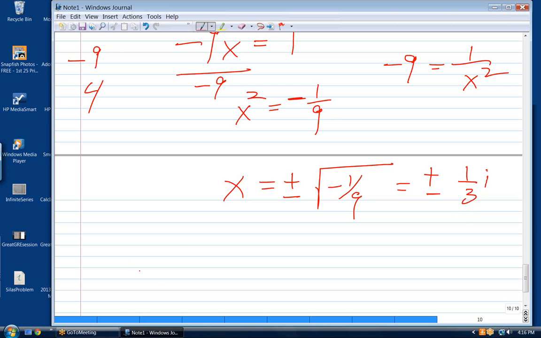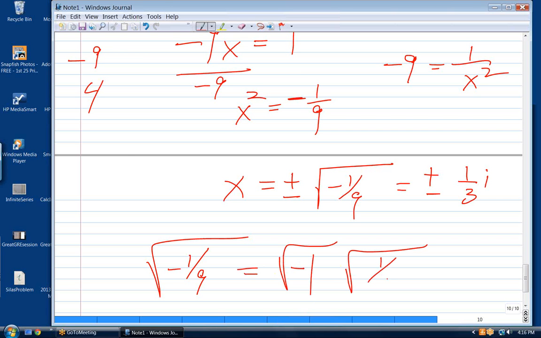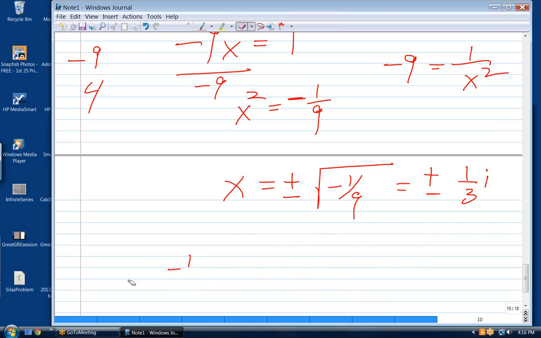In other words, the way you do that is the square root of -1/9 equals the square root of -1, there's the i part, times the square root of +1/9, right? Yeah. This is 1/3, this is i. So that's where I get my 1/3 i. And then the plus or minus came from the fact that we had to take the square root of both sides.